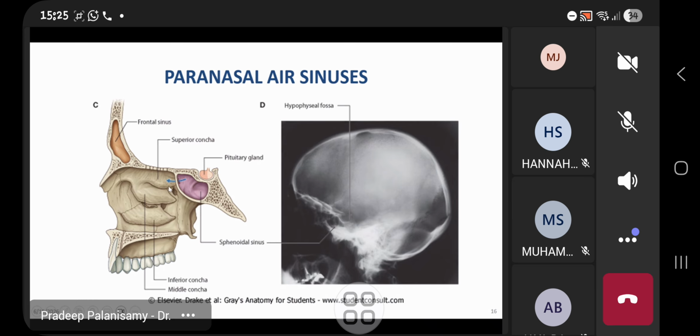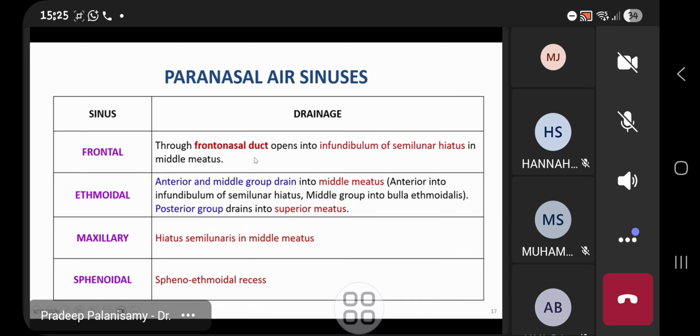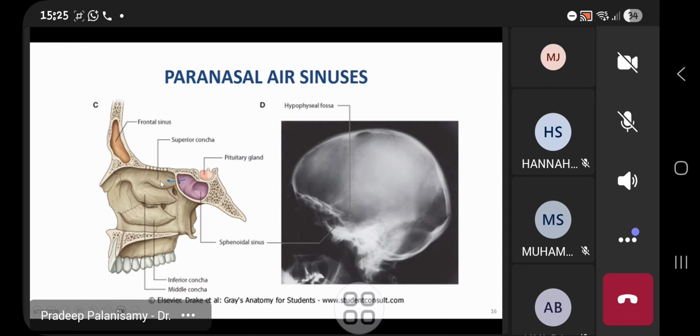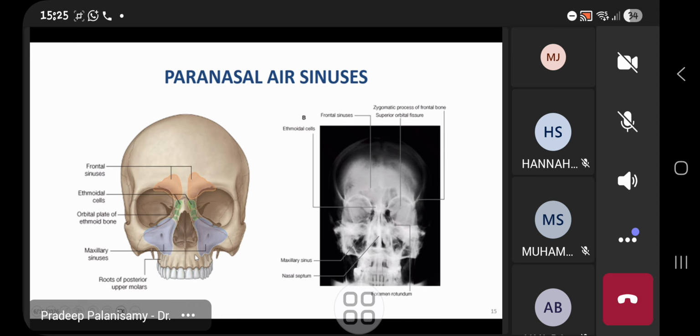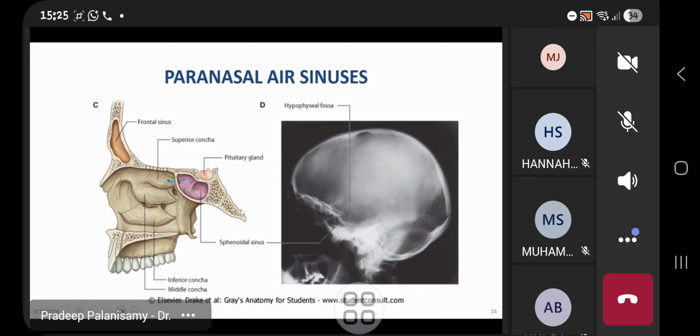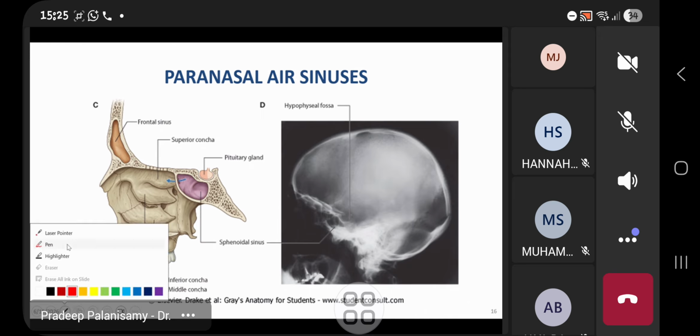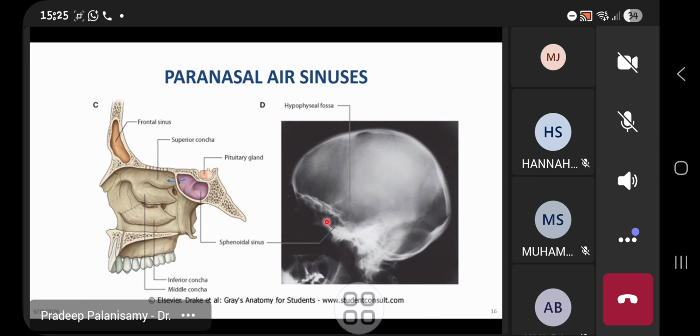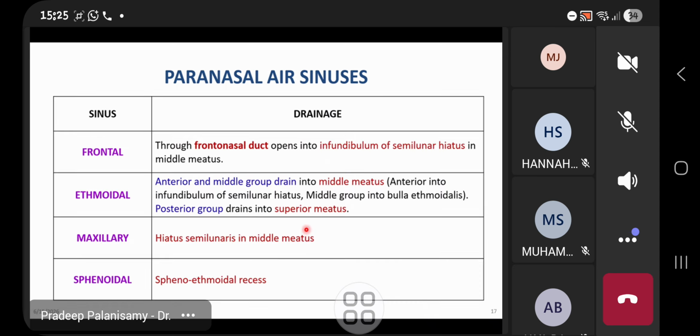Paranasal again, openings where each of these paranasal air sinuses opens. This table is important. In this particular topic, paranasal air sinus, paranasal means surrounding the nose within the bones. What are the air sinuses we have, and when they are present surrounding the nose, they open into the nasal cavity. So where do these open: the frontal sinus, maxillary sinus, ethmoidal air sinus, sphenoidal sinus. Those are the important things. So particularly this slide is important.